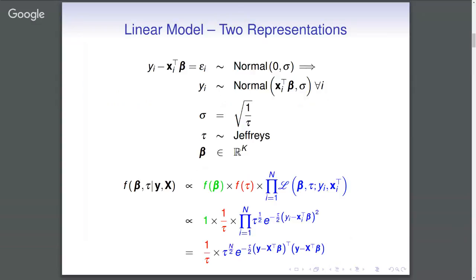Yes? What's the difference between beta being like R^K versus beta being distributed uniformly across? Yeah, I used to say uniformly, but to say it's uniform implies that it's proper, and it's not. So we're just going to say beta is any real number, any set of real numbers here in k dimensions.